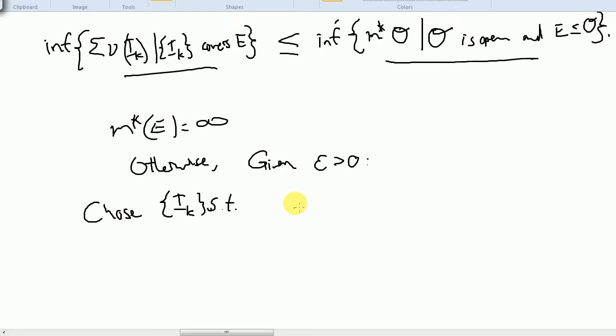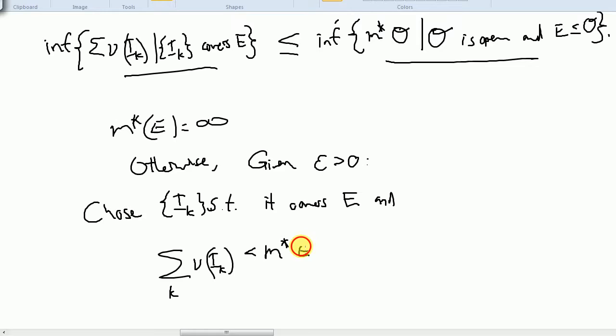first of all, it covers E, certainly, and the sum across all k of the volume of I sub k is less than, strictly less than, just to be safe, M star of E plus epsilon over 2. Well, let me just say epsilon over 2, we'll get our k back in later.